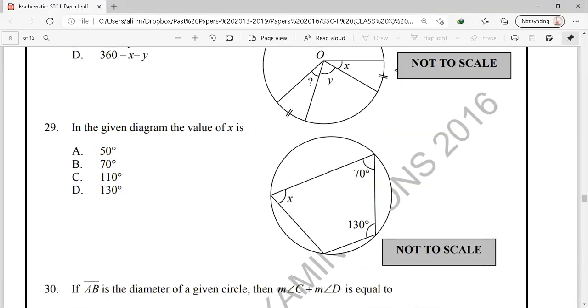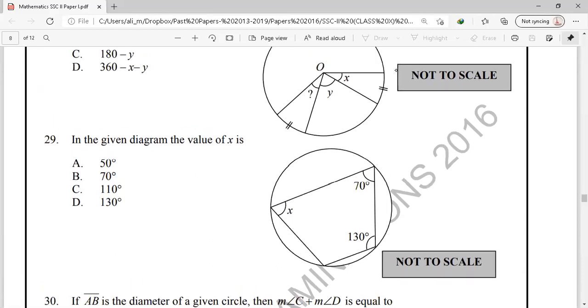So let's see question number 29. In this question, we have a cyclic quadrilateral in which all the points of the quadrilateral lie on the circle. The theorem states that for a cyclic quadrilateral, the opposite angles are always supplementary. So these two angles will be supplementary. So x plus 130 equals 180. So the value of x is 50 degrees. So the correct option is option A, that is 50 degrees.